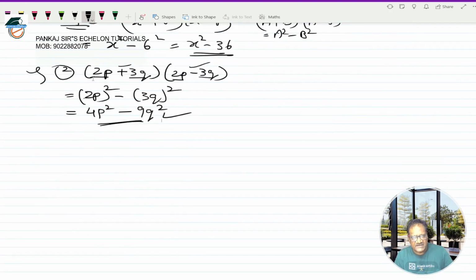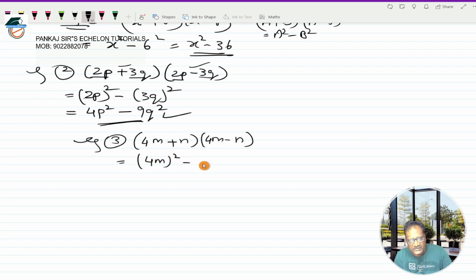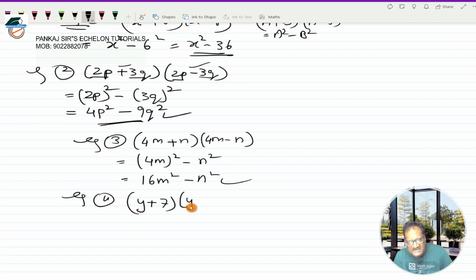Let us move on to example number 3. Okay, it says that 4m plus n times 4m minus n. Again, this is a plus b into a minus b. It will be 4m the whole square minus n the whole square. That is 4 square is 16, m square minus n square. That's the answer. Example number 4. It says that y plus 7 times y minus 7. That works out to, this is also a plus b into a minus b. So it will be y square minus 7 square. This can be written as y square minus 49. Done.